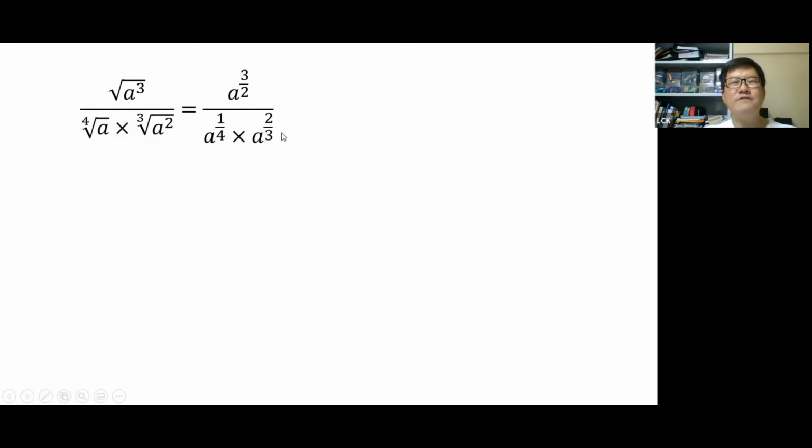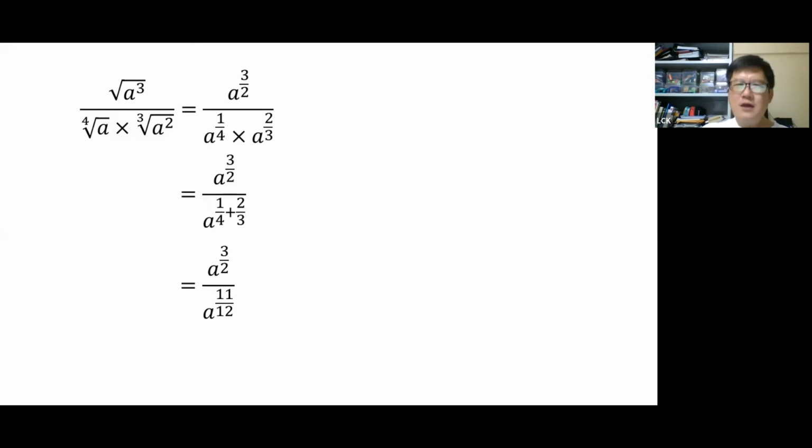Once you have this, ask yourself, which is the messier part? Is it the numerator or the denominator? Which part do I need to work on? You will see that the denominator, the downstairs, is the one you have to work on first because it's messier. Because you're multiplying, it's just 1/4 plus 2/3. The numerator stays the same. So a to the power of 1/4 plus 2/3, and 1/4 plus 2/3 is 11/12. Do it with your calculator. It's 11/12.